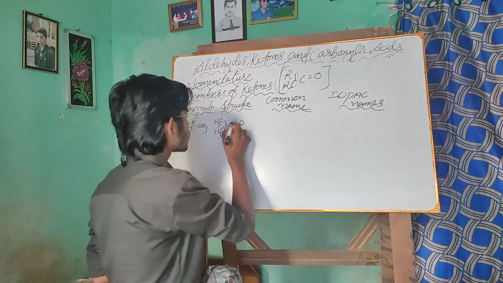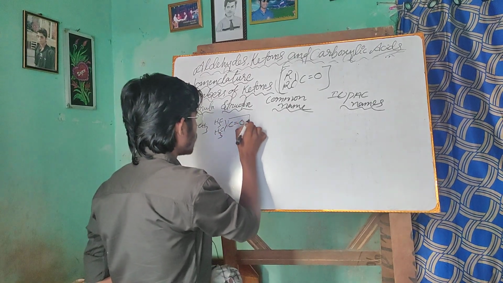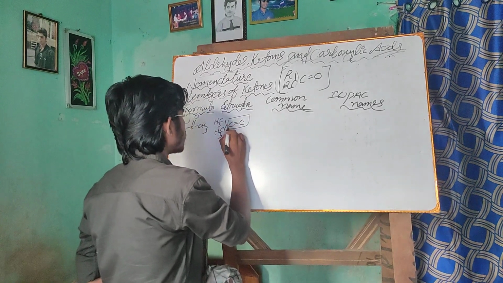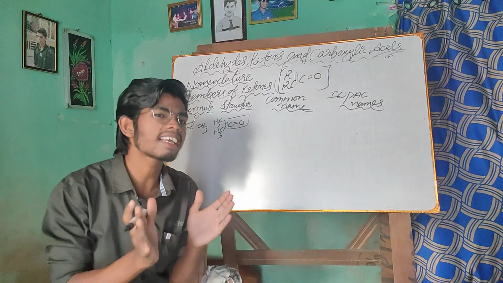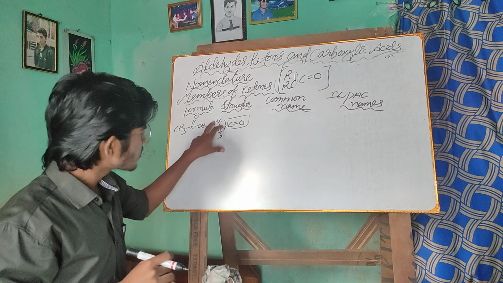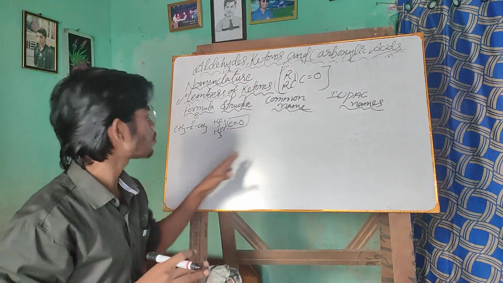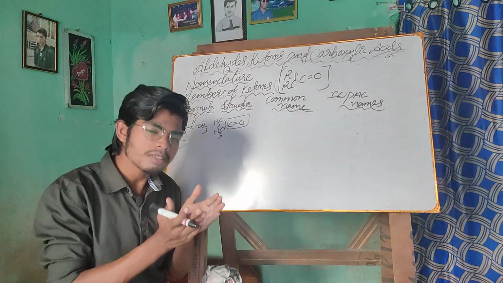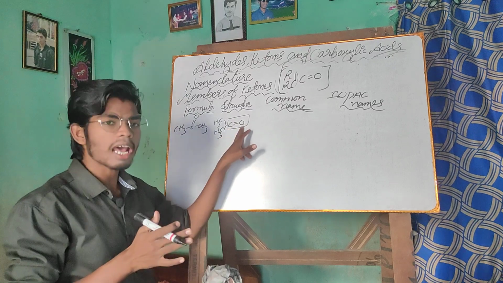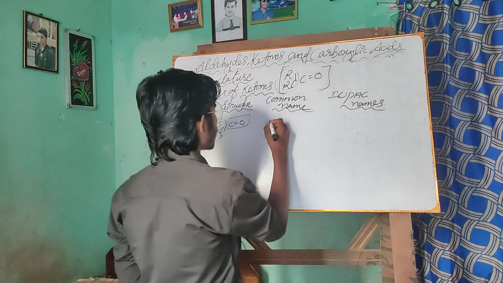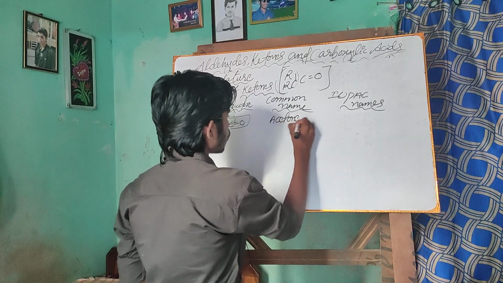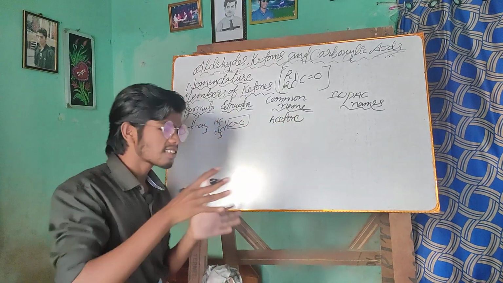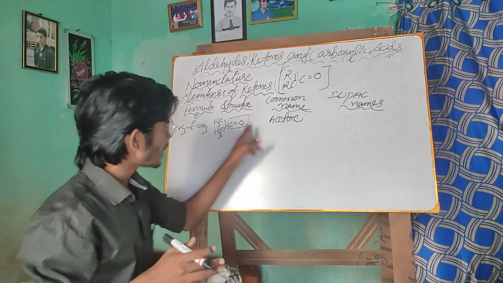Yes, the common name is this. First of all, we need to remember that CO is there, which means we can say it is a ketone. Here the two methyl groups are attached to the carbon atom of the carbonyl group. In that case you need to write the common name, that is acetone. So the name of this compound, CH3COCH3, is acetone.